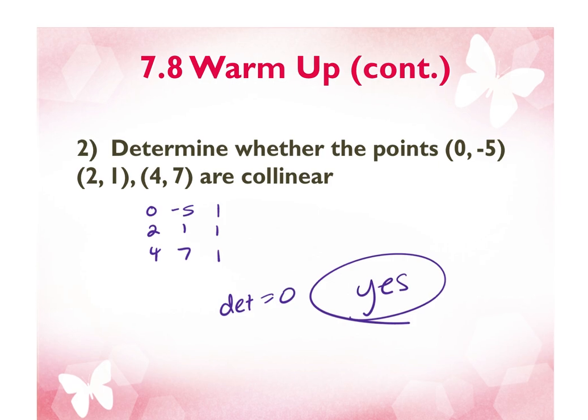For the collinear one, you're looking to see if the determinant is 0. So I did the same thing. You line up all of your coordinate points. You put ones in the last column. You find the determinant, and this time the determinant was 0. So they are collinear.